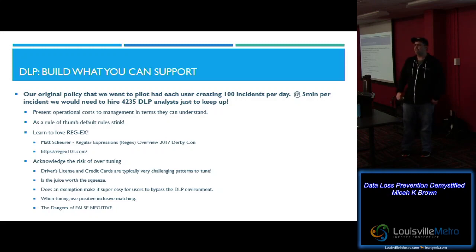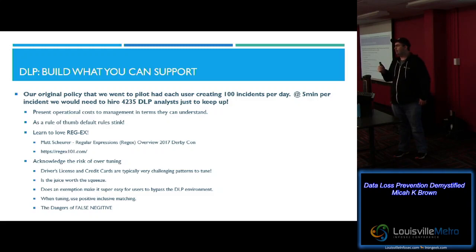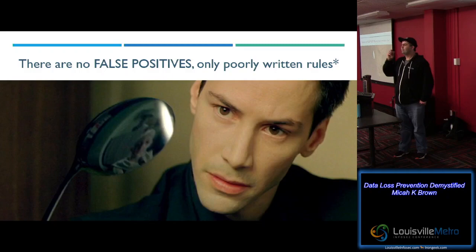Then, guys, it's not the undesirable results that I really care about. What really scares me about DLP is introducing false negatives: the DLP events that should have triggered an alert, but because we overtuned, they didn't. So every time I'm making a tuning decision, I ask myself, how likely is it that this could be used or abused to create false negatives? That's what really keeps me up at night. In fact, anyone on my team gets tired of me saying this: there are no false positives. There's only poorly written rules.